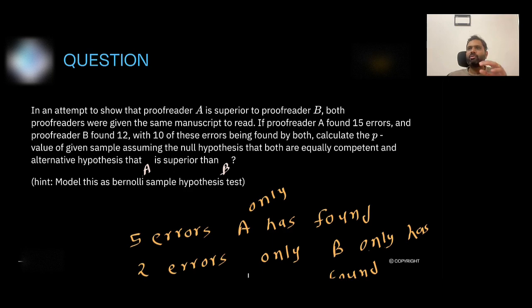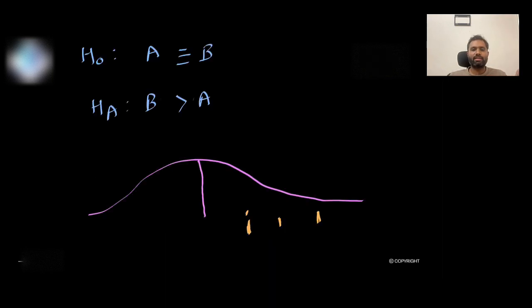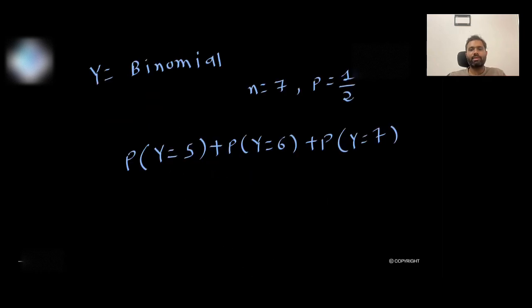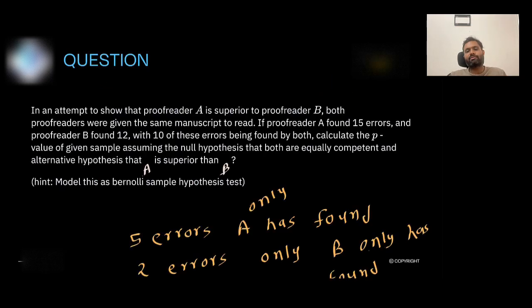So what will be the p-value? You have Bernoulli samples with n equal to 7 and p equal to half. So you consider Y as a Bernoulli random variable with n equal to 7 and p equal to half. You consider all such samples, probability Y equal to 5, 6, 7, as extreme or more extreme than the observed sample. So that will be your p-value. Hopefully it's clear. The crucial part is to model this in terms of a Bernoulli experiment.